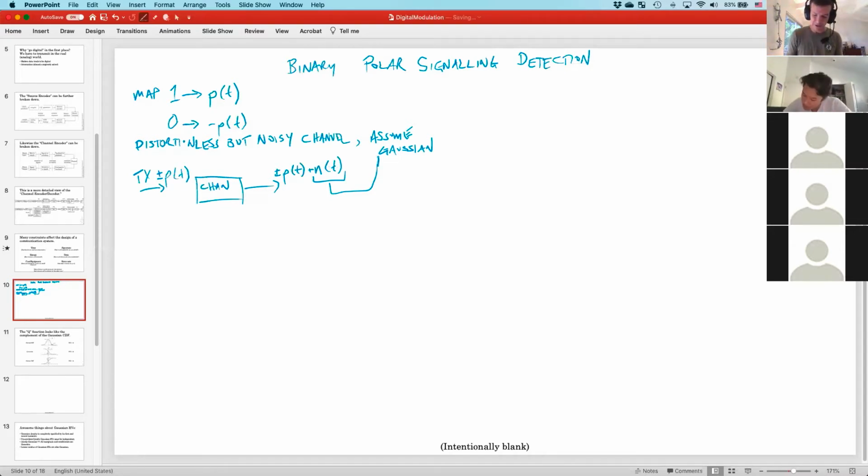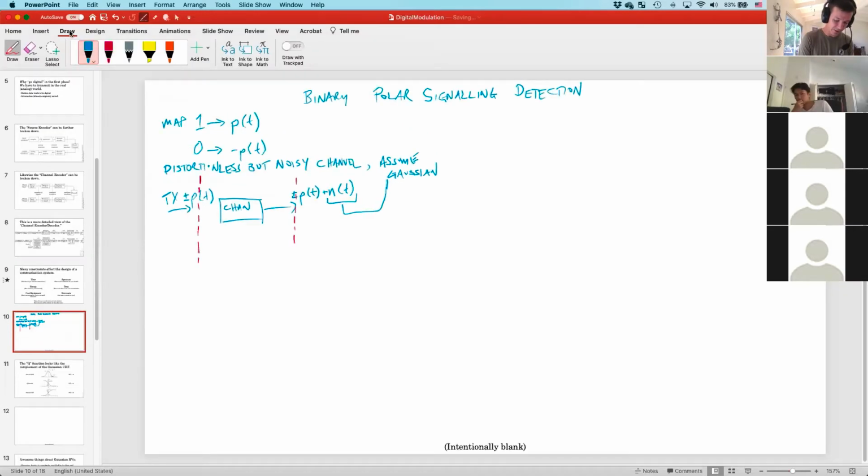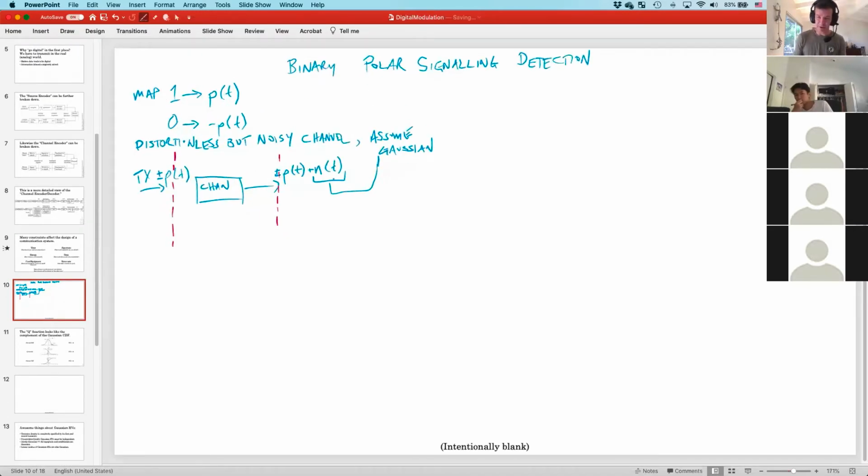And so the detection problem is at its heart in our receiver. Once we've left the channel, there's an imaginary line between the transmitter and the channel, and the receiver. Once the signal leaves the channel, it enters our receiver architecture, and it's up to us to decide what goes in that architecture.